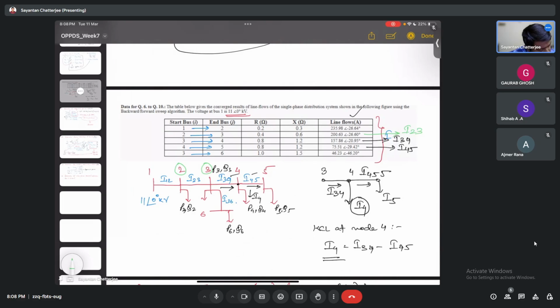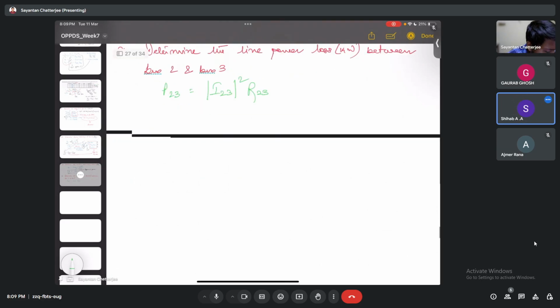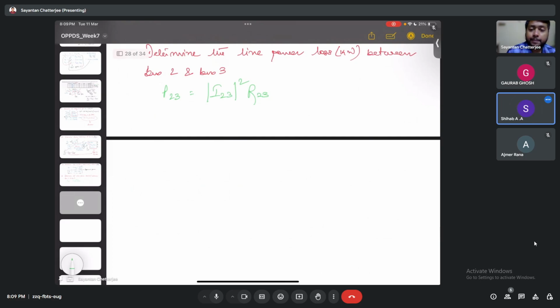Is it fine? Yes. So the power loss in this line is I23 square R23, right? No, we don't need to take I23 as a result there. Only R is enough. Only R is required, X is not required. Yes, only R is enough.